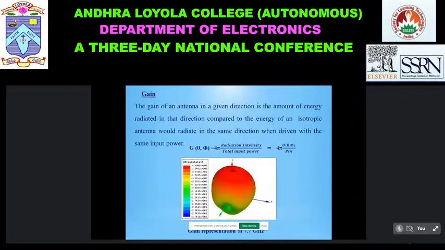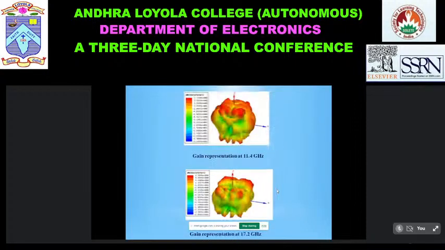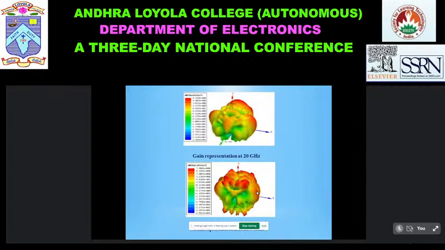Gain radiation pattern at 7.7 gigahertz frequency, it gains around 4.4. Gain radiation patterns at 8.0 and 8.5. Here, maximum gain we can observe from this pattern around 7.7. At 20 gigahertz frequency, it also gives maximum gain.